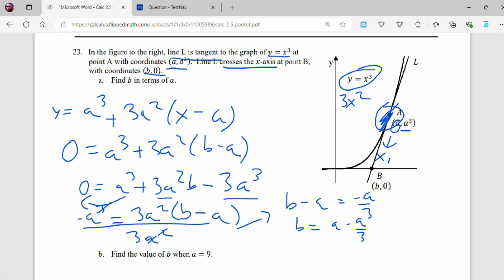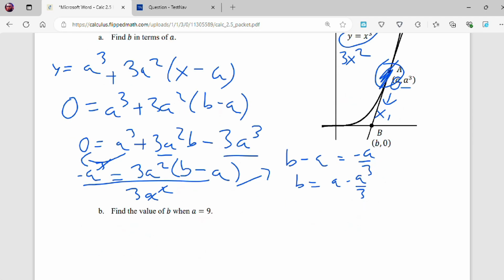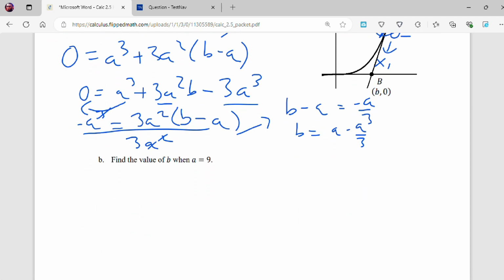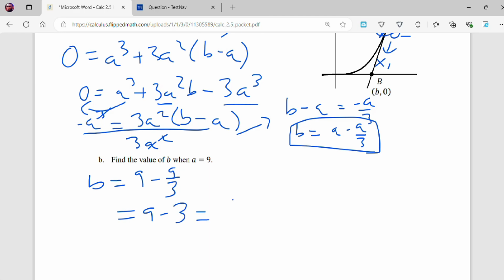As far as the calculus is concerned, we found our tangent line. We were given the point a comma a to the third, and the question asked us to find b in terms of a. We were given coordinates with b, and so we used our tangent line to find b in terms of a. The next question: find the value of b when a equals 9. We're going to use this right here. So 9 minus 9 over 3. 9 divided by 3 is 3. 9 minus 3 is 6. B equals 6.